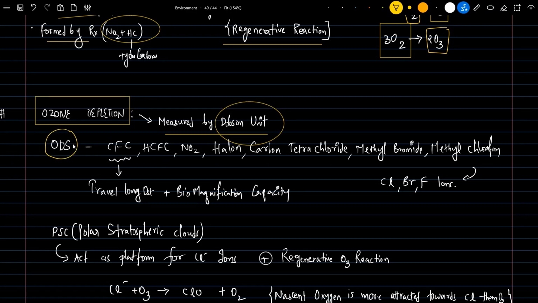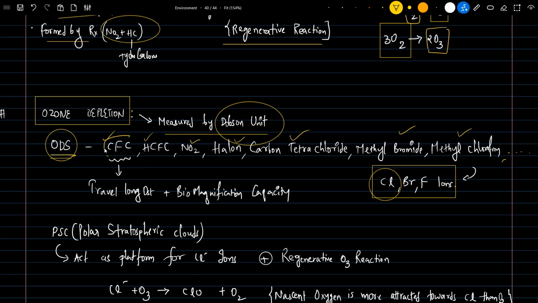For ozone to get depleted, there are substances called ozone depleting substances (ODS). These substances are responsible for the depletion of ozone. What are they? Chlorofluorocarbon, hydrochlorofluorocarbon, NO2, halon, carbon tetrachloride, methyl bromide, and methyl chloroform, and there may be other components. Understand that these ozone depleting substances majorly consist of fluorine, bromine and chlorine ions, most majorly chlorine.